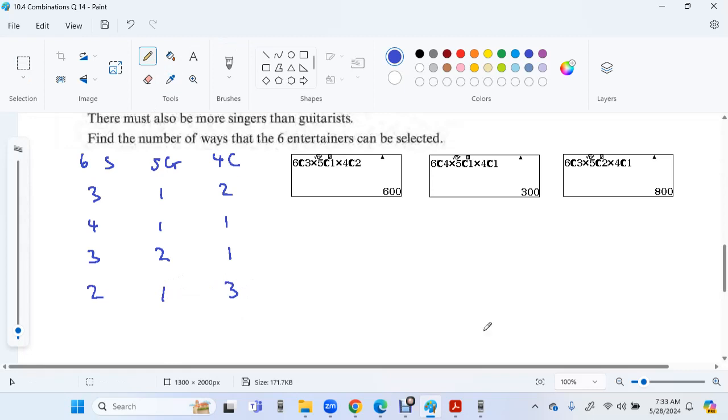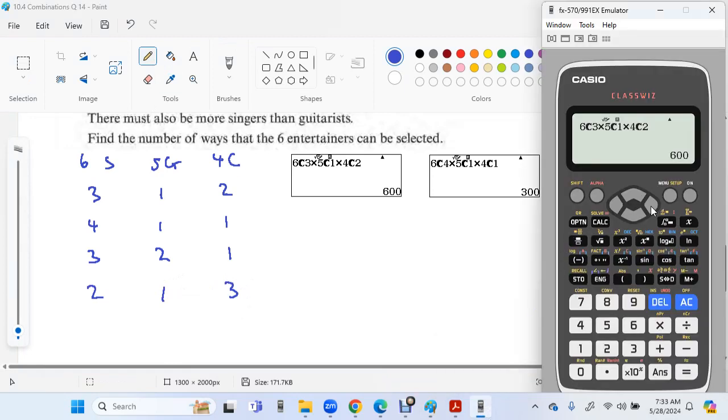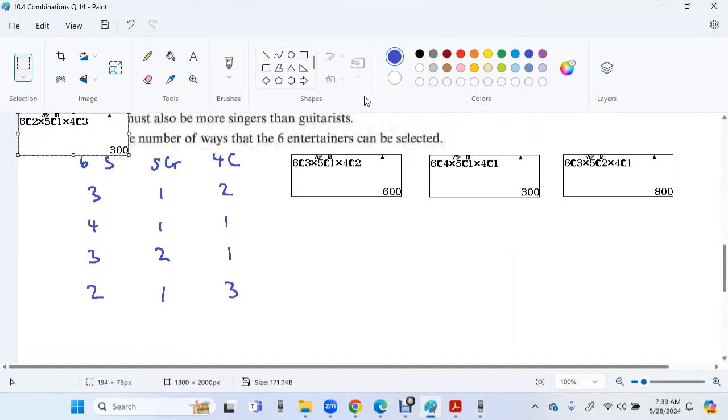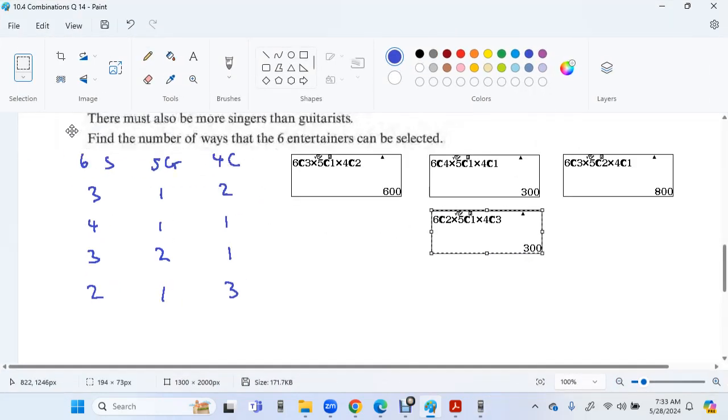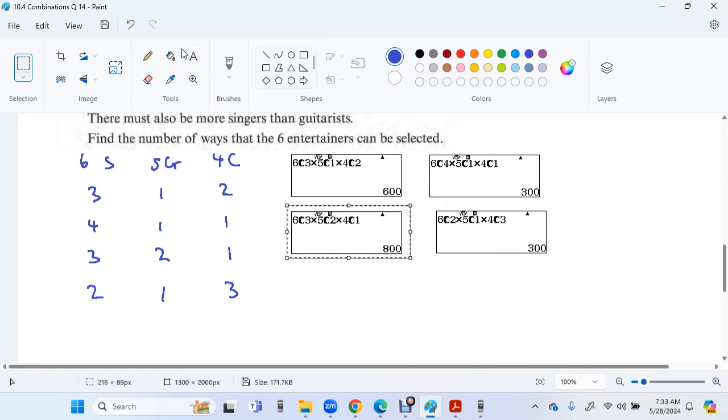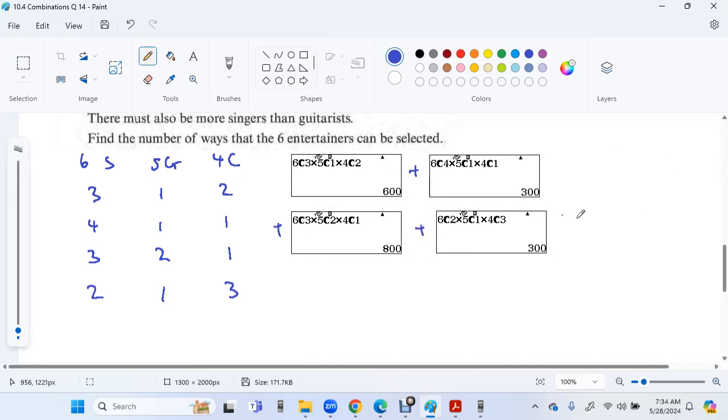Yeah. So we have 6C2, 5C1, 4C3. Then this is 300. Yes, correct. Okay, so out of these four cases, it will be this one plus this one plus this plus this. Then the total is 2000. Yes, correct.